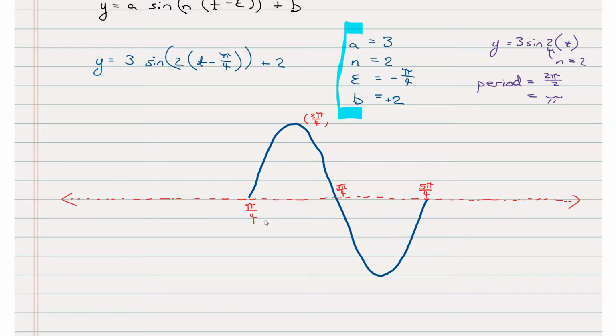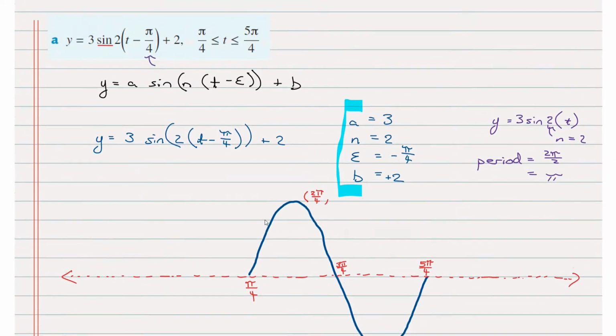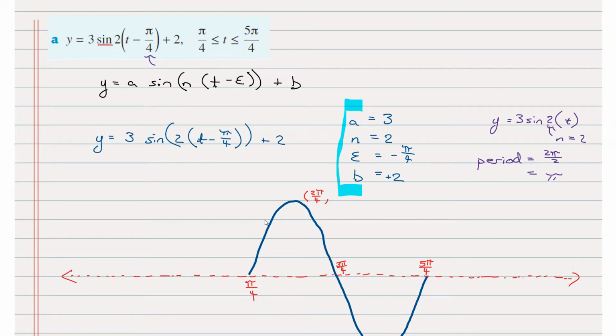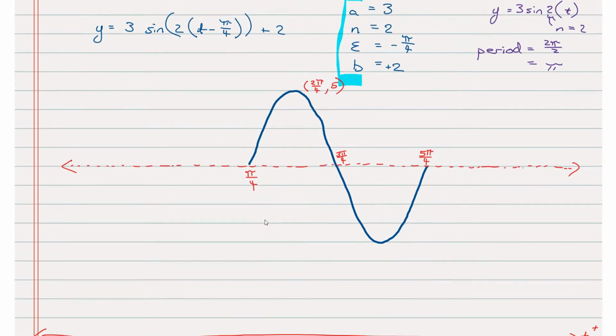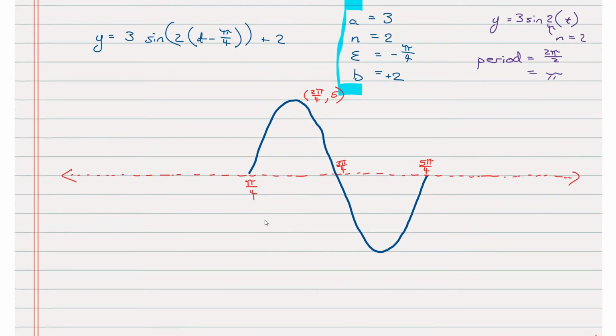And it's going to have a maximum y value of b plus the amplitude, so 3 plus 2, so that's going to be 5, and it's going to have a minimum of 2 minus 3, so negative 1. So I'll put that in down here. So midway between here is 4 pi over 4, or simply just pi. Perfect.